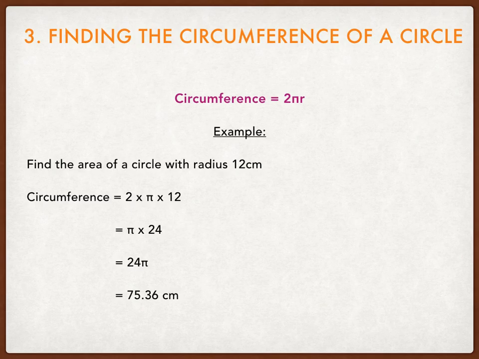Here's an example. So if the radius was 12 centimetres, the radius is what we want, so we don't have to halve it or anything to do with the diameter. So we do 2 times pi times 12, which is the same as pi times 24. And we've got the 24 there by just timesing the 2 and the 12 together. That's 24 pi, which equals 75.36.